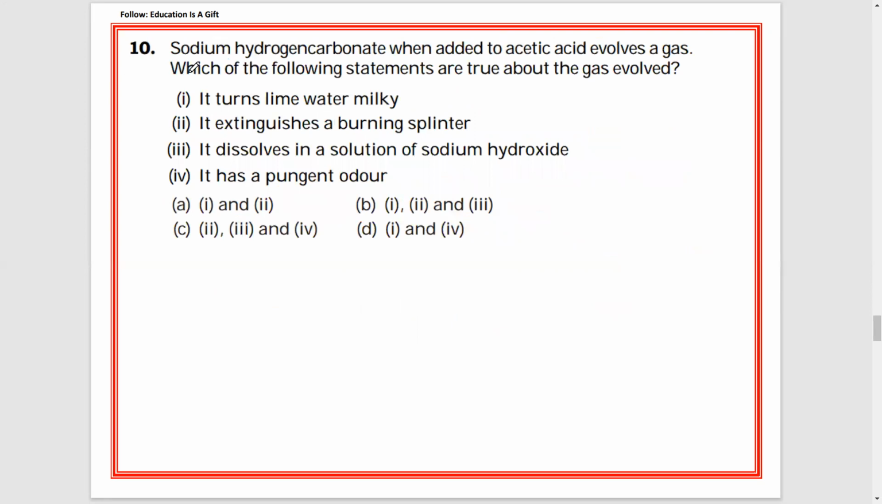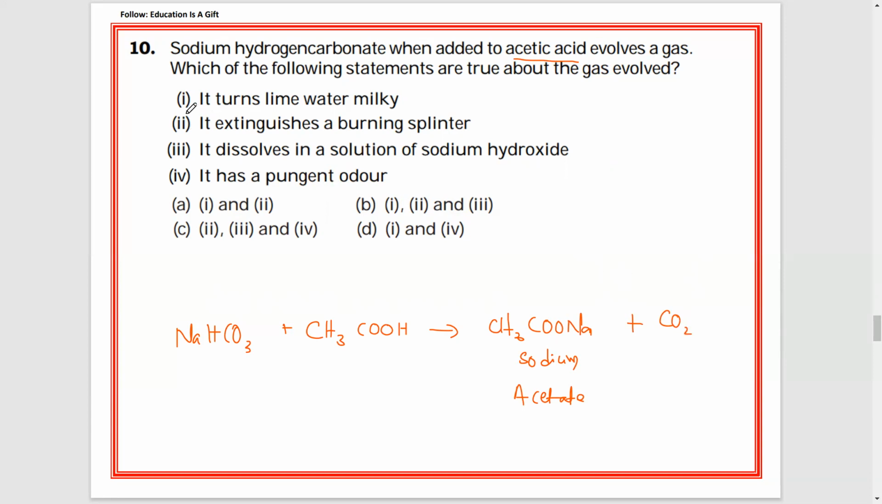Number 10. Yeah, they're asking again regarding sodium hydrogen carbonate when added to acetic acid. Sodium hydrogen carbonate should be added to acetic acid. It evolves a gas. You see, sodium hydrogen carbonate, NaHCO3, added to acetic acid, CH3COOH, gives rise to what? First of all, we need to understand that it gives CH3COONa, which is nothing but sodium acetate. Sodium acetate. At the same time, it will evolve one gas, that is CO2. CO2 stands for carbon dioxide.